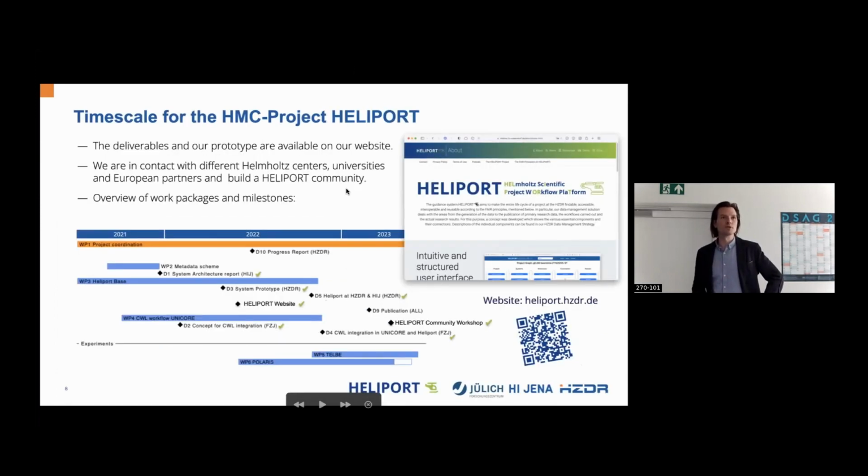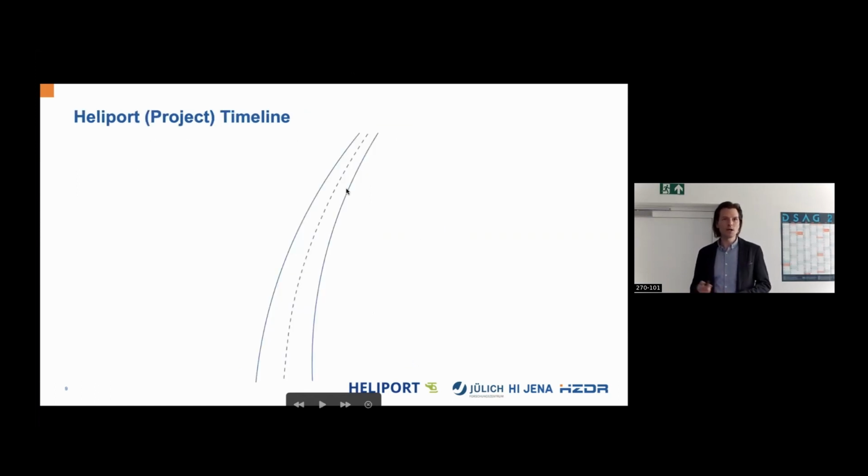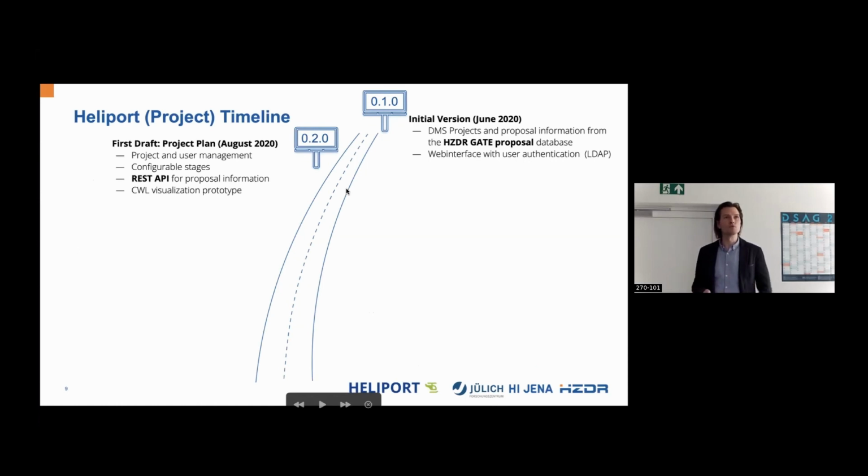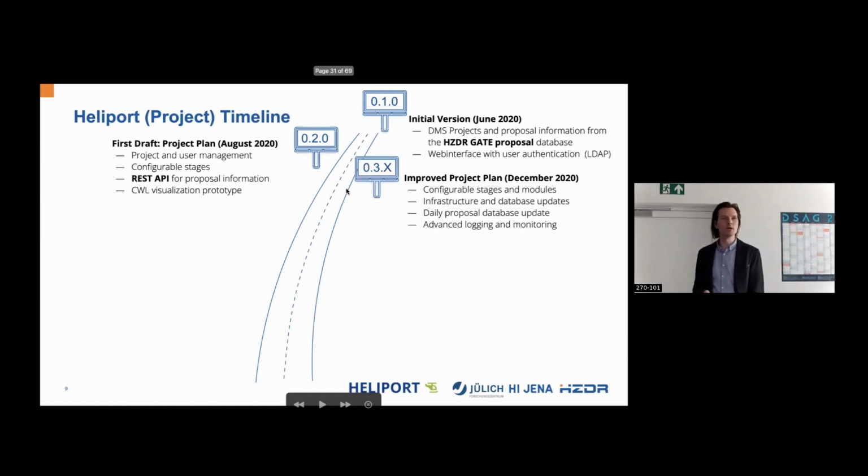The time scale for the HELIPORT project was in the end two years, from 2021 to 2023. At the end, we had the experiments at our facility, TU Elbe, and at Helmholtz Institute Jena, Polaris, and HELIPORT is in the end a nice website, a web page which brings everything together. Stefan will show that in a few moments. Our timeline for the first HELIPORT project was that the initial version was ready in June. Then the first project plan was also ready in August 2020, so we were well prepared.